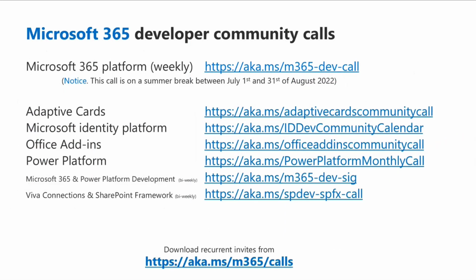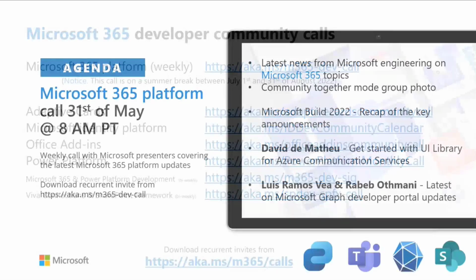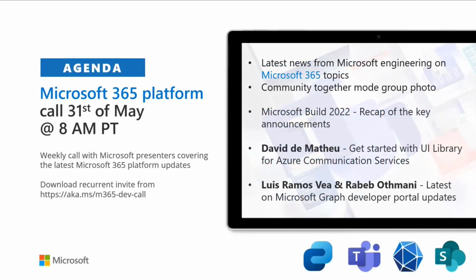We also have a number of community calls for you to take advantage of. The first one is our platform call. We'll talk a little bit more in a moment, but it is directly from Microsoft with nothing but Microsoft presenters. We've also got adaptive cards, Microsoft Identity Platform, Office add-ins, and the monthly Power Platform call, along with our two Microsoft 365 platform community calls, one of which is this that you're on right now, and the Viva Connections and SharePoint Framework. Those are bi-weekly calls, and you can access all of our calls at aka.ms/m365/calls.